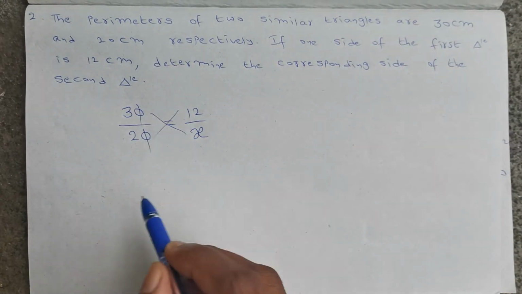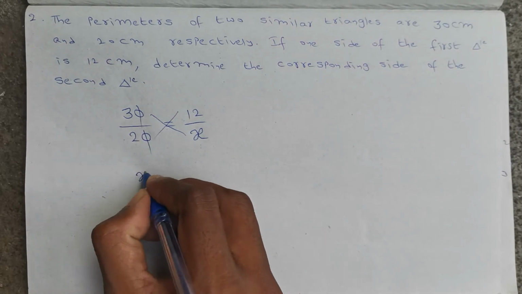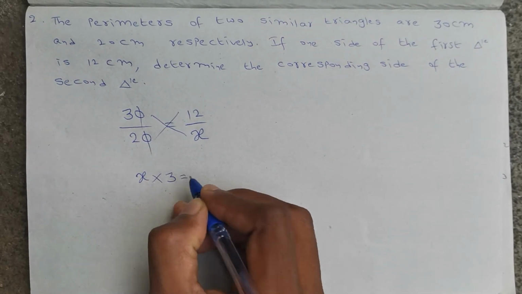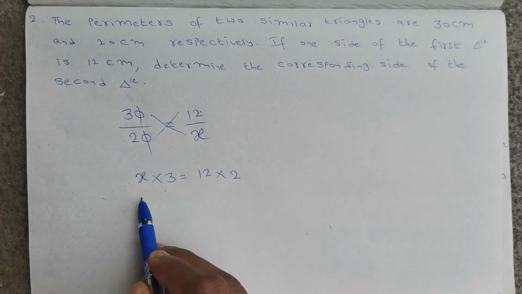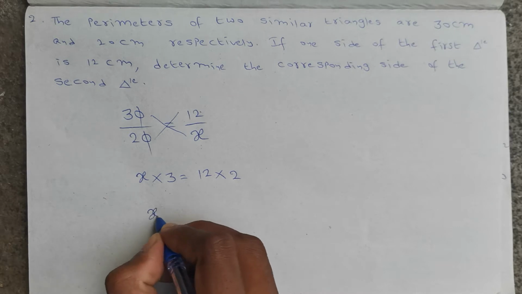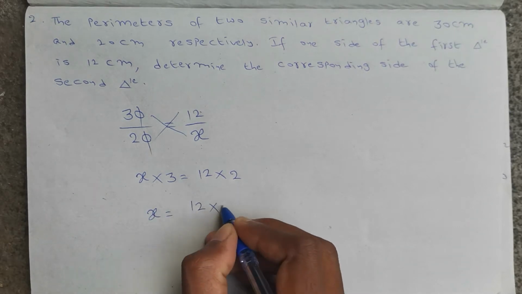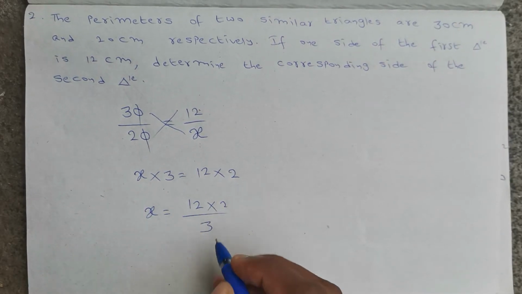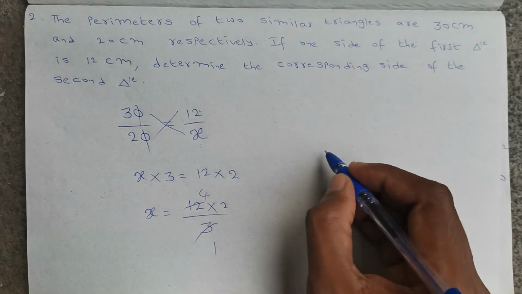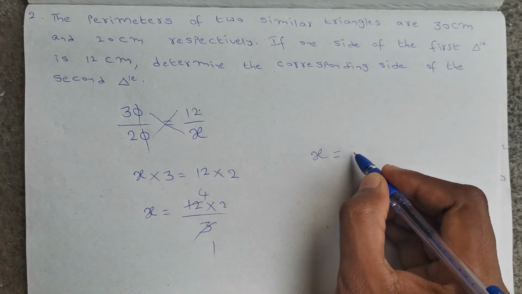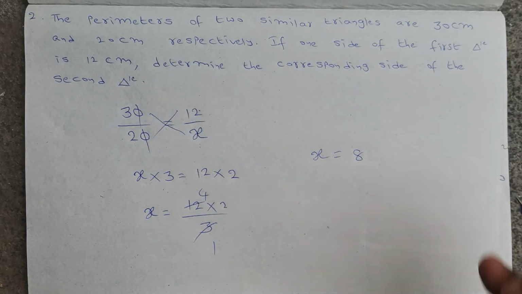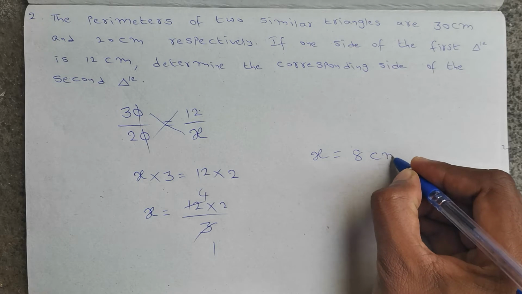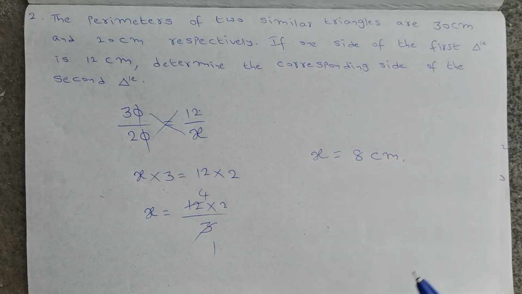I will do cross multiplication. X into 3 is equal to 12 into 2. We want the x value, so I will take 3 to the right side. So we will get x is equal to 12 into 2 divided by 3. 3 ones are 3, 3 fours are 12. So x is equal to 8. And here in the question measurements are all in centimeters, so obviously this is also centimeters. So the corresponding side of the second triangle is 8 centimeters.